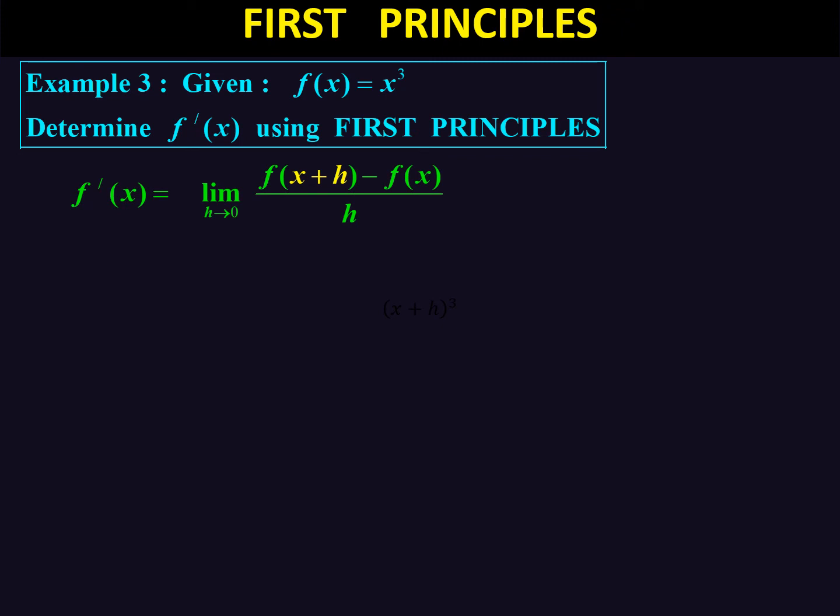So let's use our definition. We then get the limit of h approaching 0, divide, and there we have divide by h.